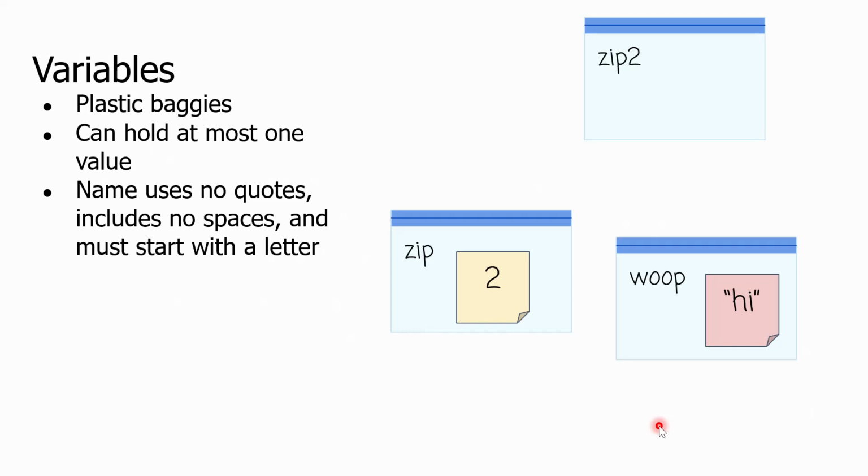So what I have here are 3 separate variables. I have a variable called zip2, I have a variable called zip, and I have a variable called whoop. Now notice, whoop and zip have values inside. They have sticky notes inside. We have assigned zip and whoop with some values. So zip has the value of 2 inside of it, and whoop has the value of "hi" inside. But zip2 has no value assigned to it yet. It is an empty variable. The variable does not have a value yet.